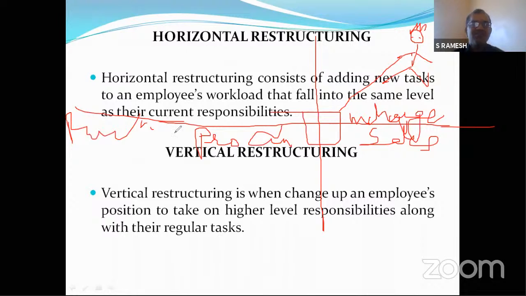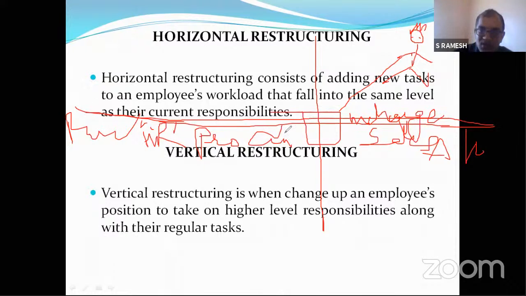See, his level is not changing. Same level in the organization, he is going to be entrusted with another job. His level is not upgraded as well as downgraded. That is horizontal restructuring. This is a horizontal line, you know it. See, here only he is working and just the department changed from sales in charge to purchases in charge, production in charge, HR in charge, accounts in charge, likewise.